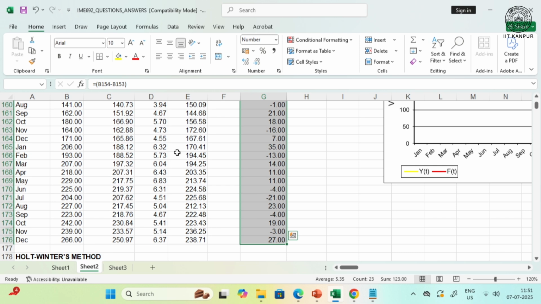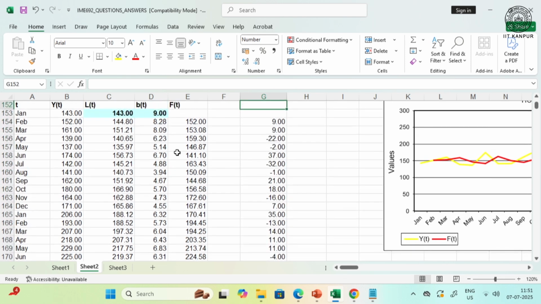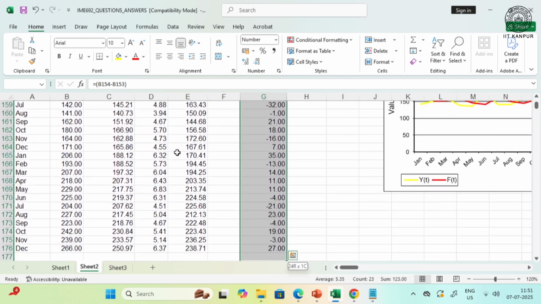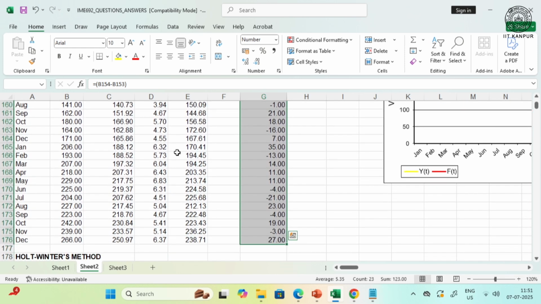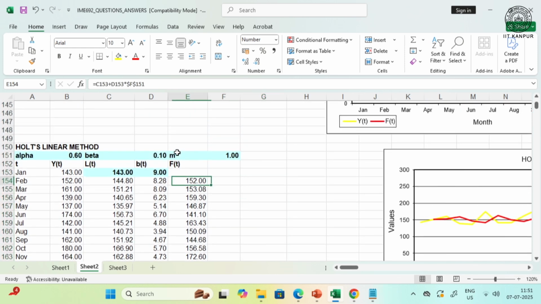Now, why did I take 9? The reason being, which may not be absolutely 100% correct, I took basically the average of the difference between January and February per unit time, which comes out to be 9. I can change it, it can be 5.5, 6.5, depending on how the data set is. Now, I start the calculation.